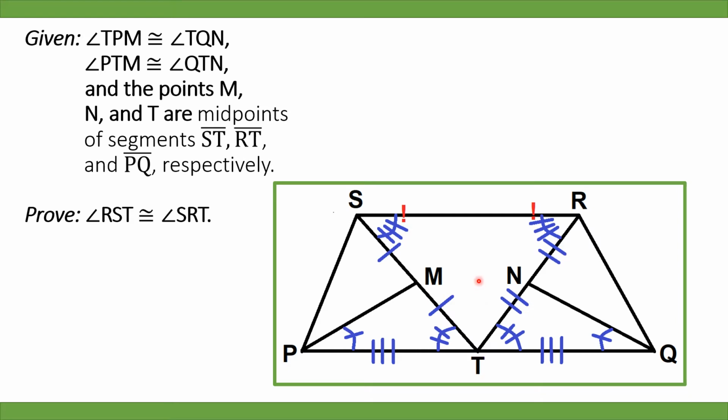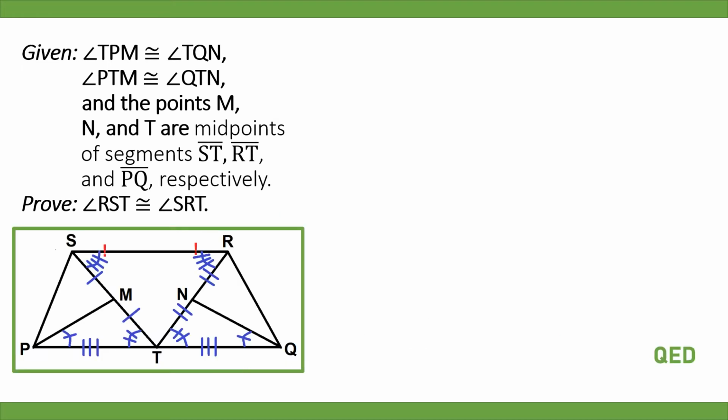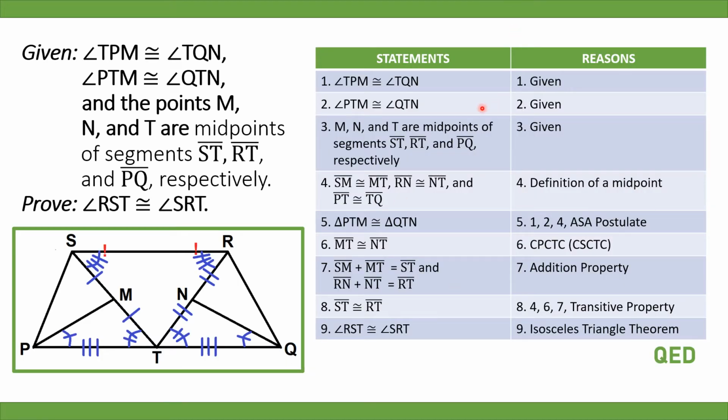Okay? So let us now create the formal two-column proof. Statement 1 is the first given: angle TPM is congruent to angle TQN. Statement 2 is also another given: angle PTM is congruent to angle QTN. Statement 3 is also another given: M, N, and T are midpoints of segments ST, RT, and PQ respectively.